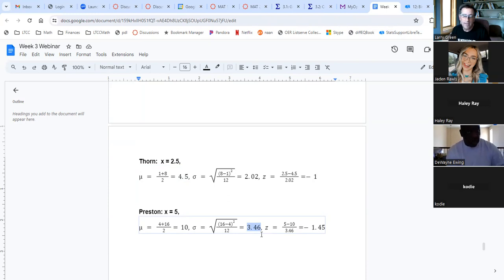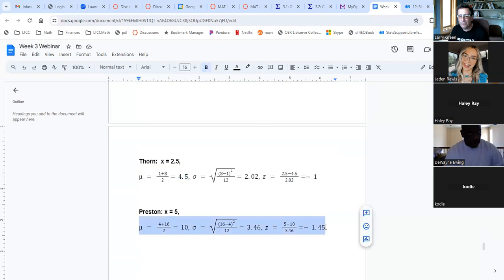Okay. So then z is 5 minus 10 over 3.46. 5 because that's what x was. 10 because that's what the mean was. 3.46 because that's what the standard deviation was. And I got -1.45.